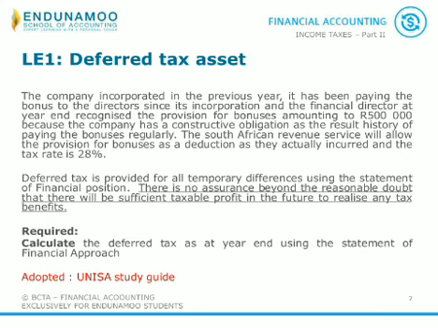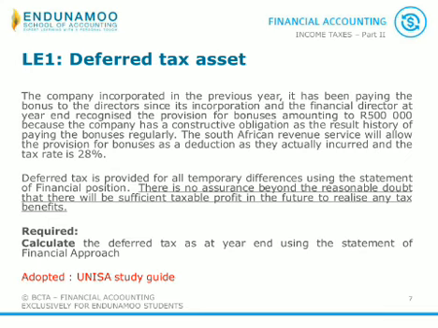So deferred tax is provided for all temporary differences using the statement of financial position. So that's basically the balance sheet approach that we covered in the first lecture, for us to determine whether we have a deferred tax asset or a deferred tax liability. So there's no assurance beyond reasonable doubt that there will be sufficient taxable profit in the future to realize any tax benefits. Ding, ding, ding, ding.